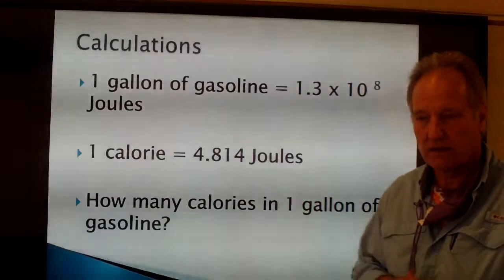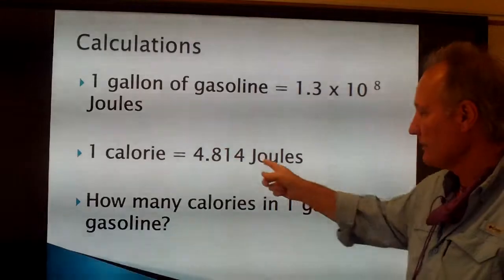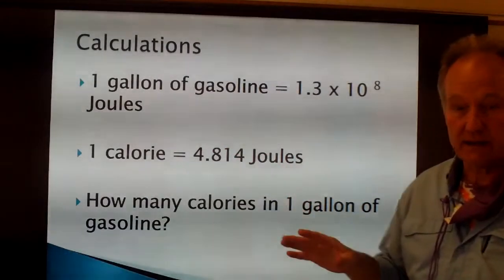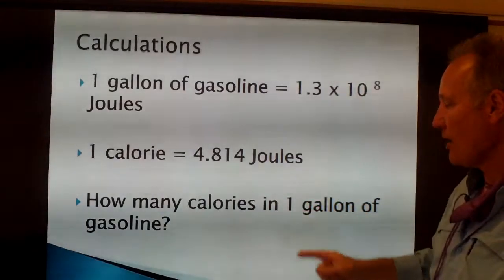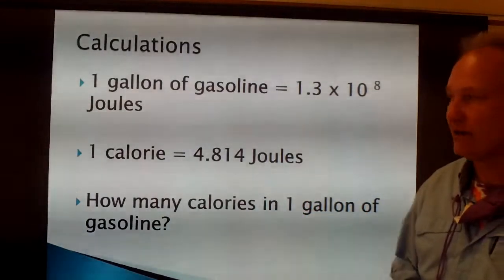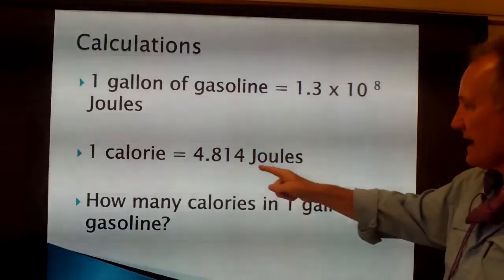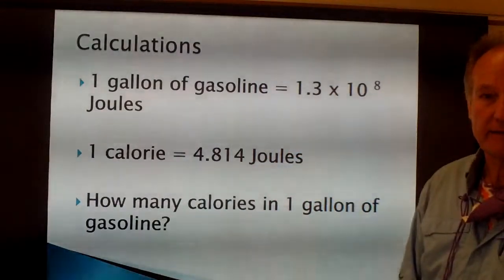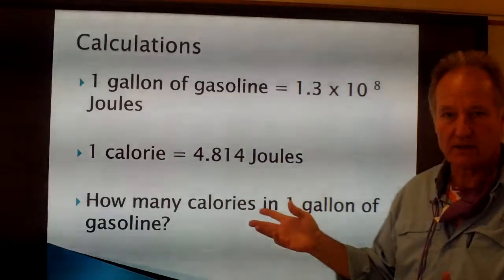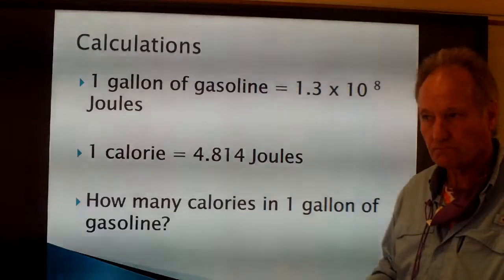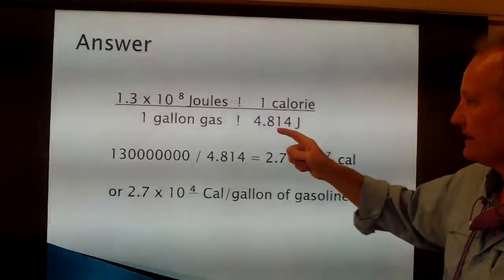So after your recent experiments with cashews, you understand the calorie. So 1 calorie, this is calorie, not kilocalorie, equals 4.8 joules. Okay? So how many calories in 1 gallon of gasoline? So you have 1 gallon equals that and that. How would you set that up? Stop the video, take a second, see if you can do the calculations. When you come back, here's how I would have set it up.